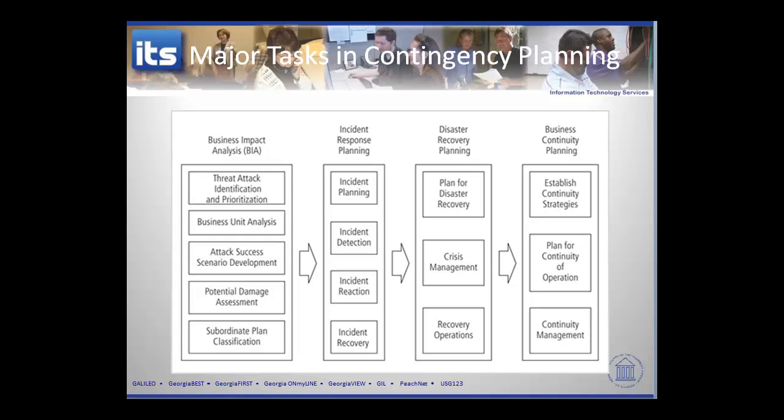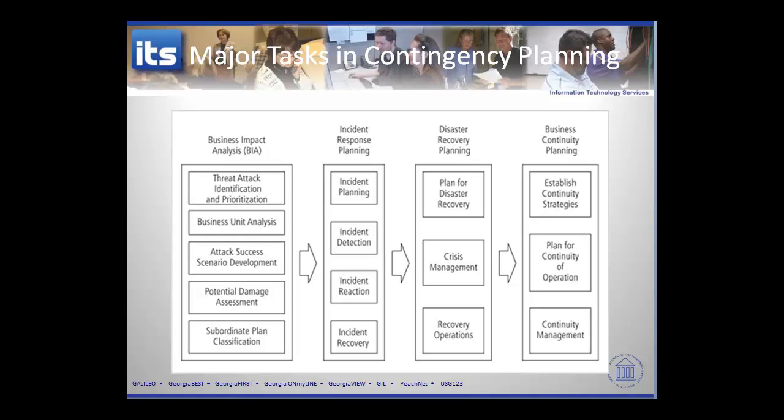So this short video has looked at the business impact analysis. It's identified its role in contingency planning. It's also identified, and I've discussed, the 5 stages associated in doing a business impact analysis. That threat, attack identification and prioritization, business unit analysis that kind of builds the situation for you, an attack success scenario development. That's where you're looking at what the bad guys and girls could possibly do, what's the potential damage against you, and then building some subordinate plans.